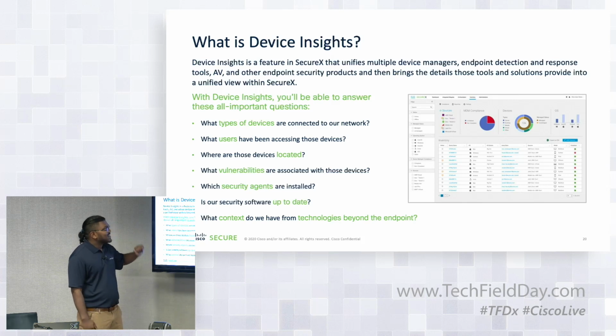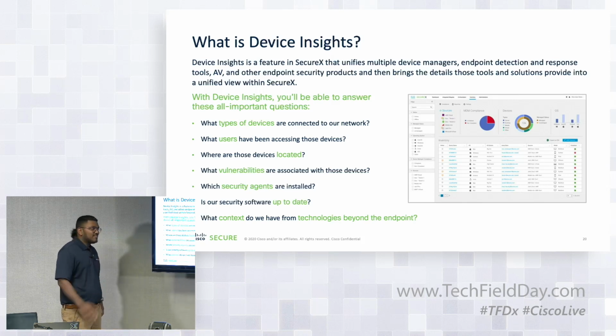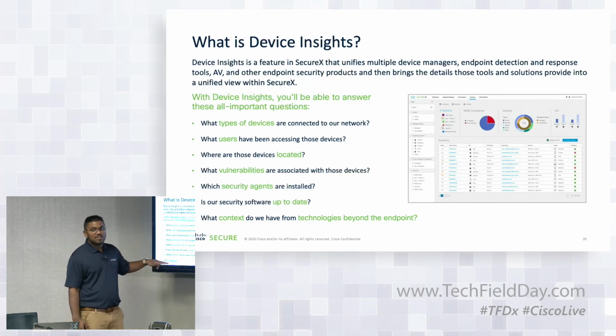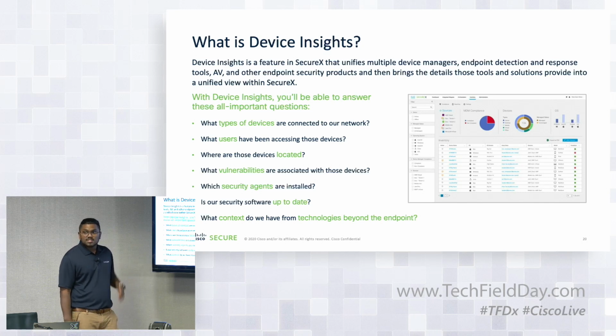What security agents are installed? Do you have antivirus on there? Do you have a secure endpoint technology on there? And are those softwares up to date? Are the security policies up to date? Are the signatures up to date? And what context do you have from the technologies beyond the endpoint? So things like Duo, we just had a session on Duo. What can you find out about layer 7 application protection? That data comes into the asset record.